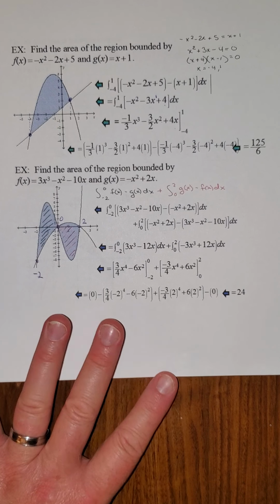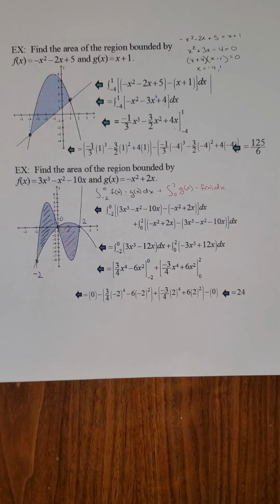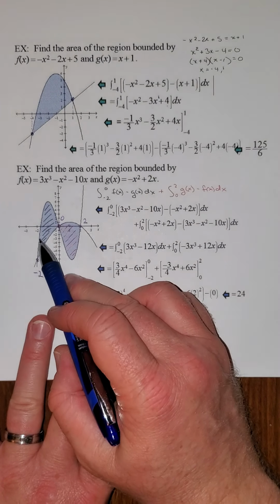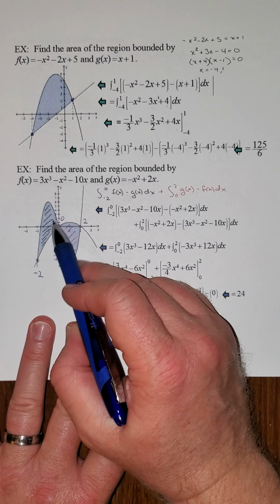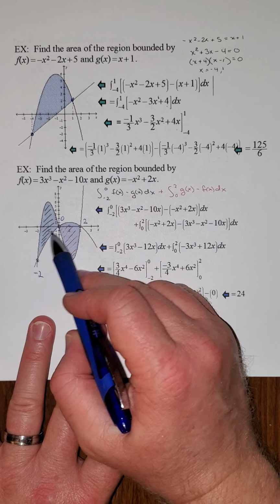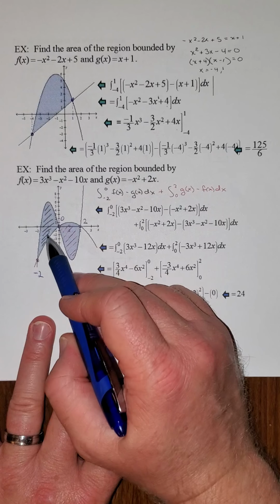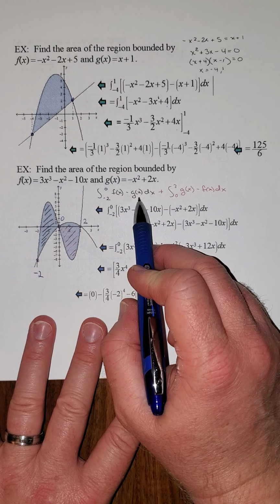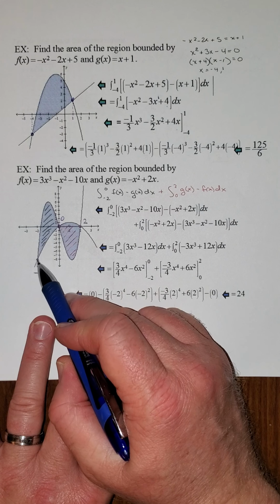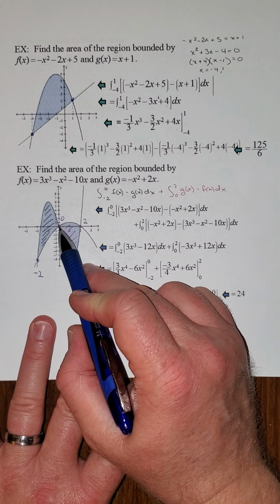Now, here's the problem. I told you previously that you got to take the top curve minus the bottom curve. But here the top curve is the cubic. So on this section right here that I've colored in black, I have to take f of x minus g of x. F of x minus g of x. And I have to integrate that from that intersection point at -2 until I get to 0.